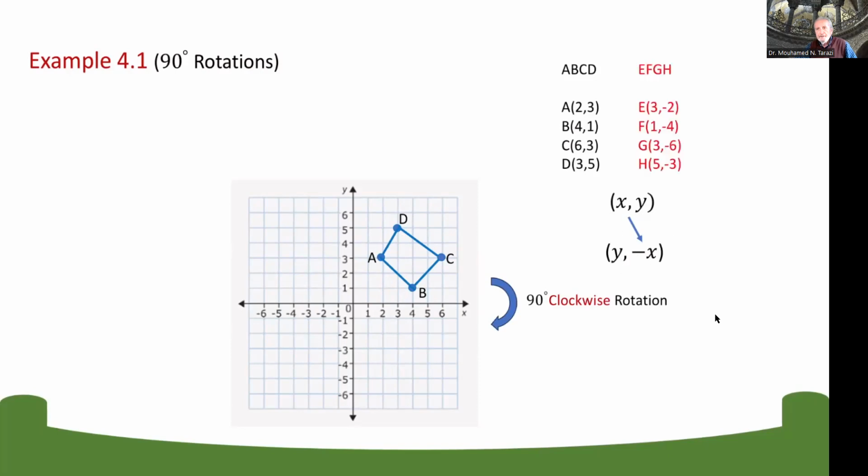Then x changes sign, y here. So now from this, you can find the images of the rotation. So E is (3, -2). See, 2 becomes minus 2, and this 3 here. See, y is 3, 1, 3, 5, and those are changing their signs. So that's E, F, G, H, join. That is the rotation of this figure, 90 degrees about the origin.